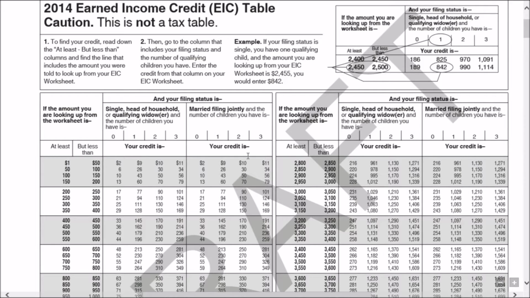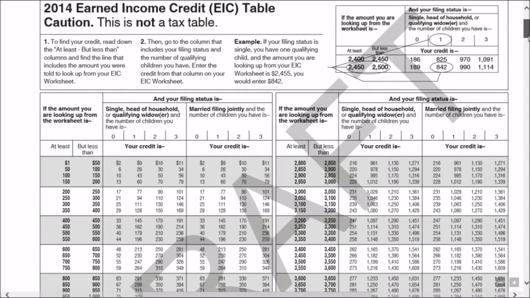So the numbers just go up. Over here on the right hand side is from $2,800 to $2,850, and here's the credits respectively. With no children, $2,800... with 1 child, $961. With 2 children, $1,130. With 3 children, $1,271.